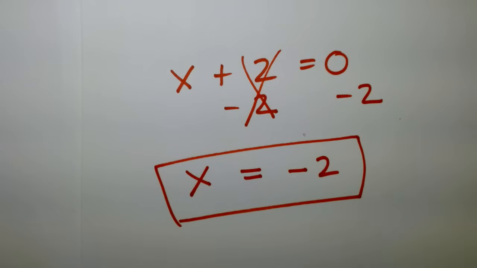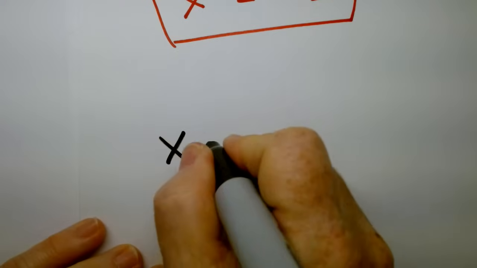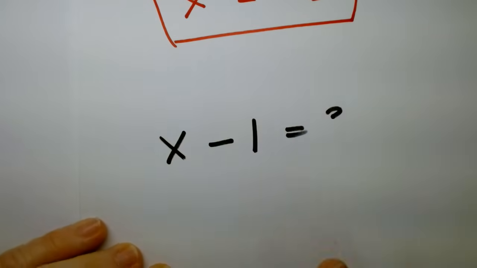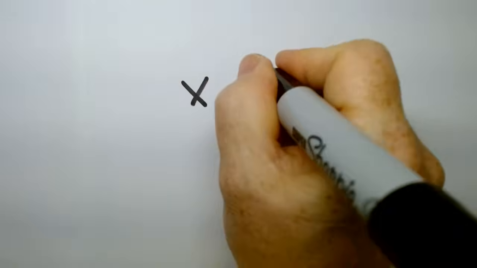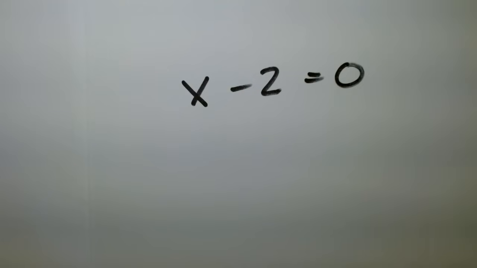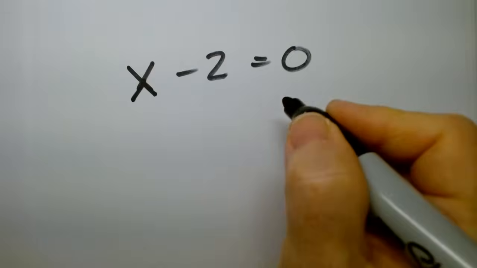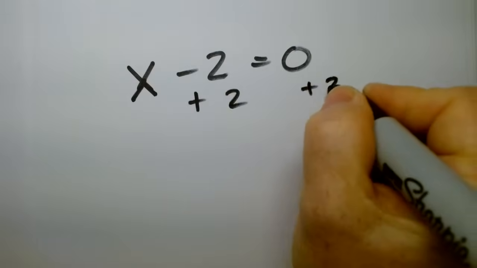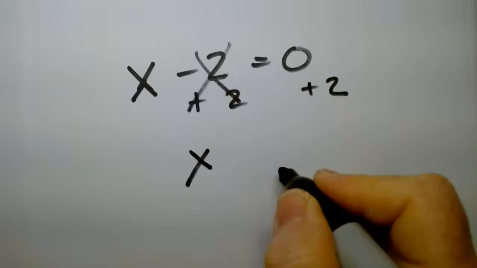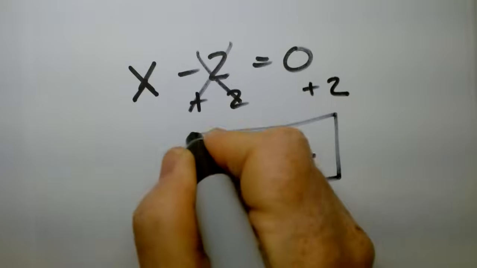Okay, let's do another one. I want to do the x minus 2. X minus 2 equals 0. So remember, we're just getting x by itself. X minus 2 equals 0. So we're going to add plus 2 to both sides. So that goes away. X equals 2.